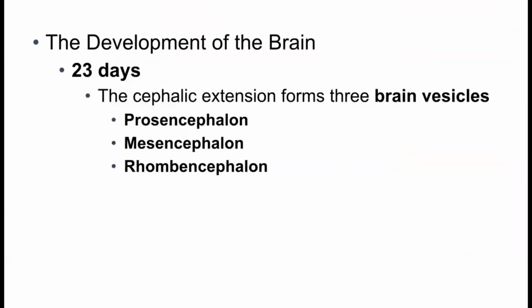Okay. Development of the brain. At about 23 days, the cephalic extension has 3 brain vesicles: the prosencephalon, the mesencephalon, and the rhombencephalon. The prosencephalon forms your forebrain, mesencephalon is your midbrain, rhombencephalon is your hindbrain.